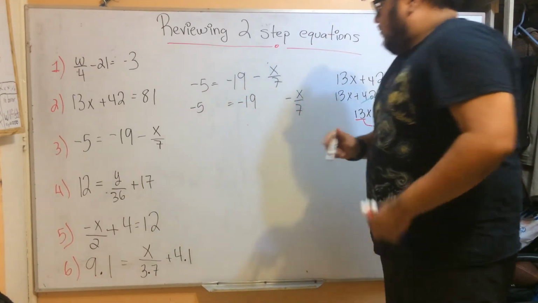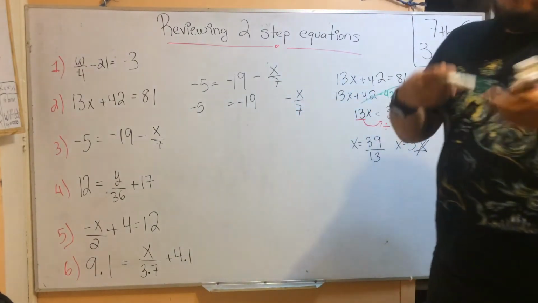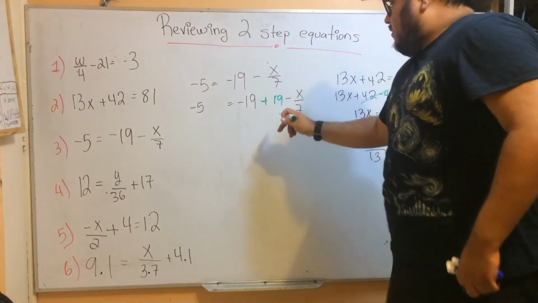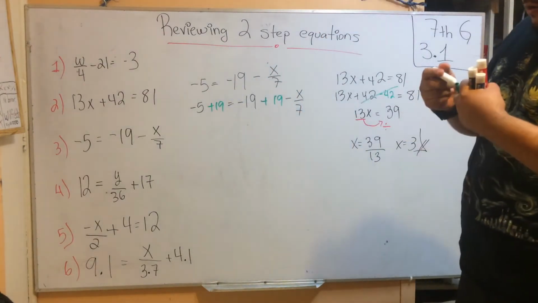x divided by 7. So what do we need to do to eliminate this number? We add 19. So we add 19 on this side and we add 19 on this side.